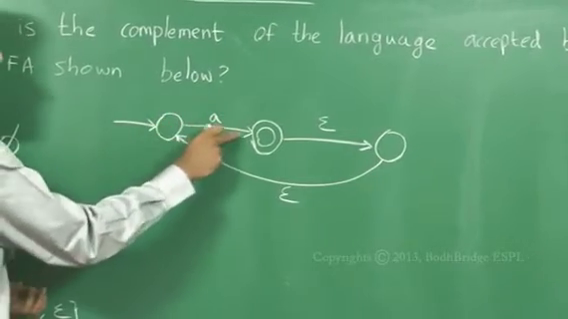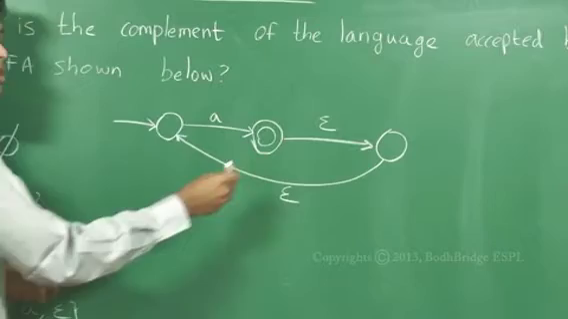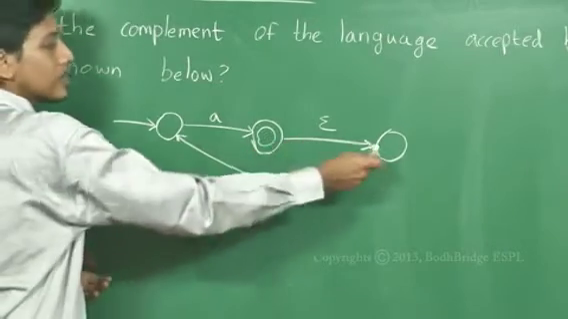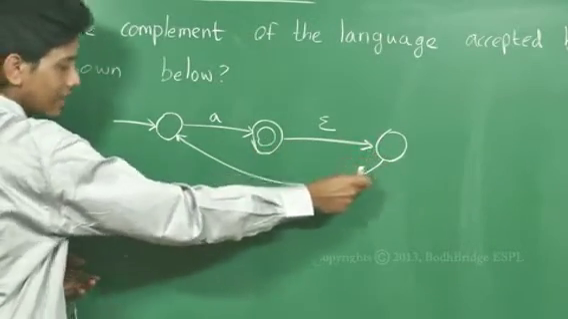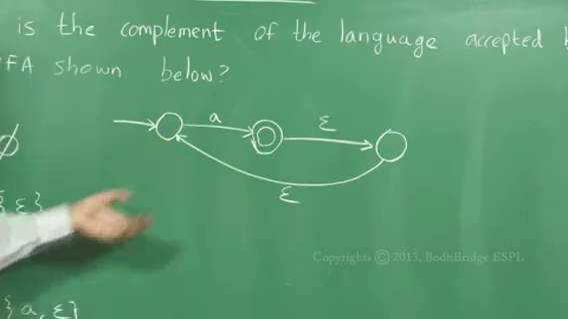If A is an input, it goes to the terminal state. Epsilon basically talks about an empty string. So it will go to another state. From there, another epsilon will come back to the start state, and so on. So this is the given NFA.